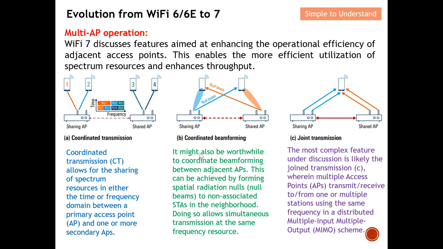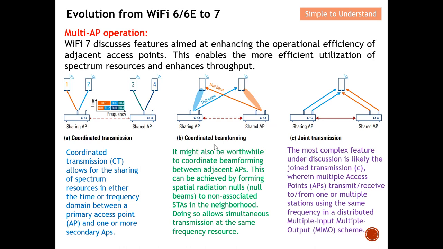It might also be worthwhile to coordinate beamforming between adjacent APs. These are the so-called mesh APs. This can be achieved by forming the radiation null, which means that there is no transmission to non-associated STAs in the neighborhood. Doing so allows simultaneous transmission at the same frequency resource. So over here, you can imagine that this uses the same frequency resource, sending all this at the same frequency to the user. This makes it very effective. As for another one, they will be using the same frequency and send this to this particular user. This basically makes it very effective.